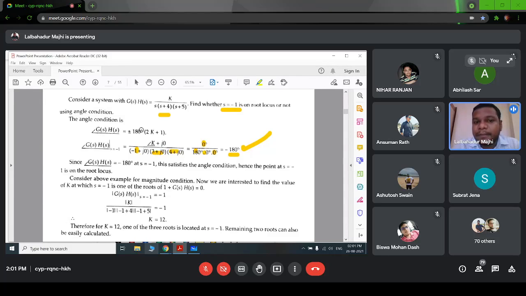It should be an odd multiple of 180 degrees, plus or minus 180 degrees. So this satisfies the angle condition. Hence we can say the point s equal to minus 1 is on the root locus.